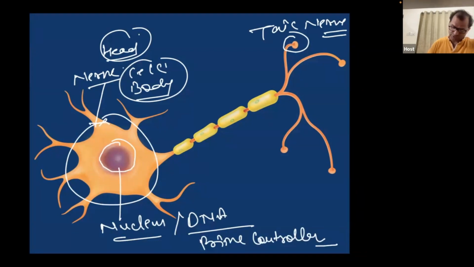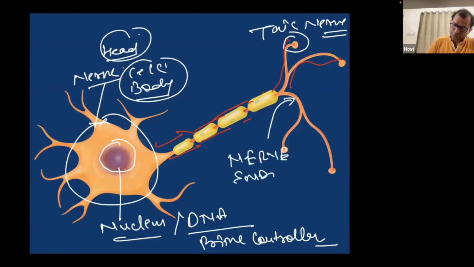Then we can see this nerve is going away from here. And the last part is called the nerve terminal or nerve ending, the last part of the nerve. So the message from the cell body is coming to the nerve ending.